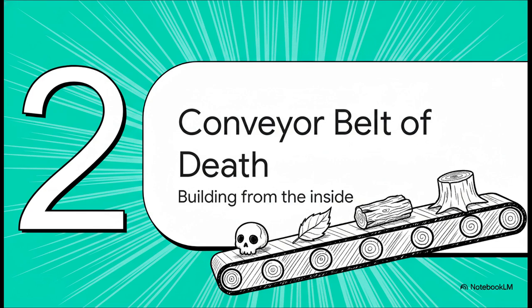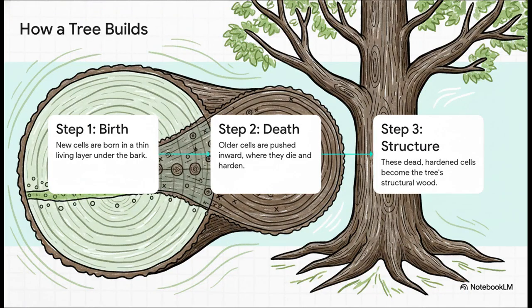So, how does a living thing manage to build itself out of its own dead parts? It's all thanks to what you can think of as a conveyor belt of death, a really clever, relentless process that actually builds the tree from the inside out. Okay, let's break this down. It all kicks off in this paper-thin layer of living cells right under the bark. This is the only part of the trunk that's actually alive and growing. So as this layer makes new cells, it shoves the older ones inward, pushing them farther and farther away from all the nutrients. And once they're cut off, well, they die.